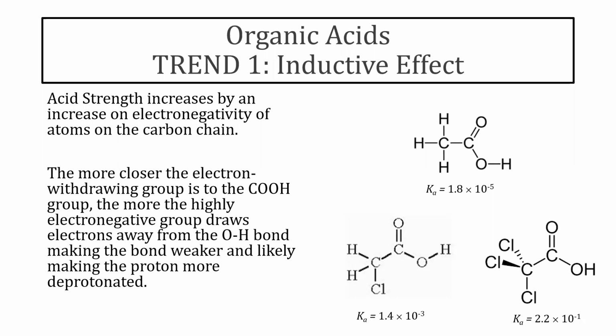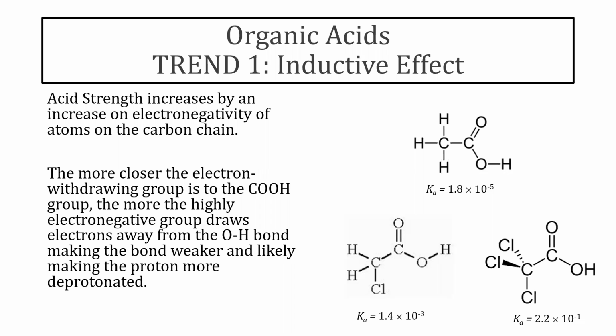In this example, we have CH3COOH, or acetic acid, which has a Ka equals 1.8 times 10 to the minus 5, CH2ClCOOH, or chloroacetic acid, with a Ka equals 1.4 times 10 to the minus 3, and CCl3COOH, or trichloroacetic acid, with a Ka equaling 2.2 times 10 to the minus 1.